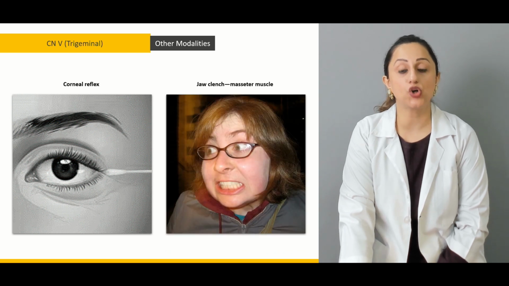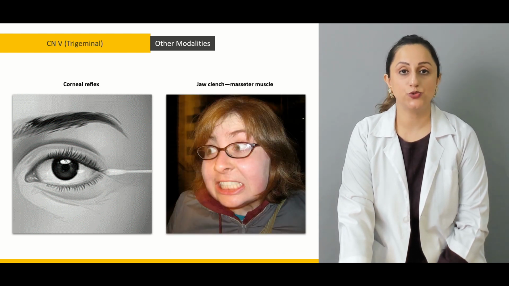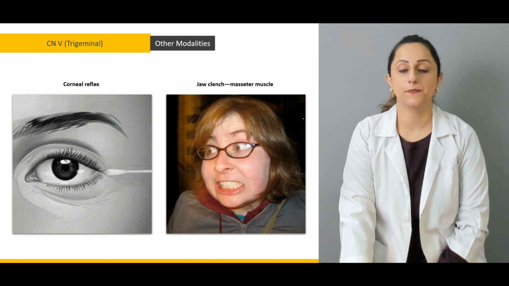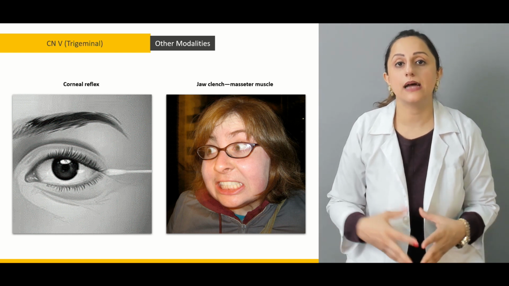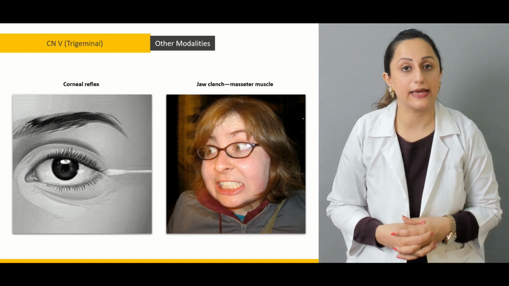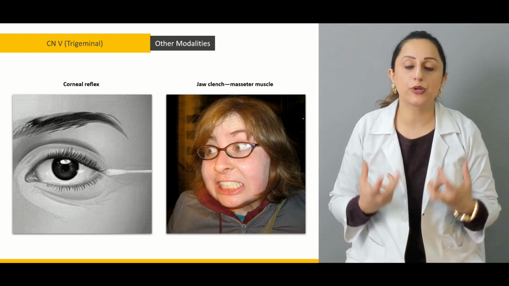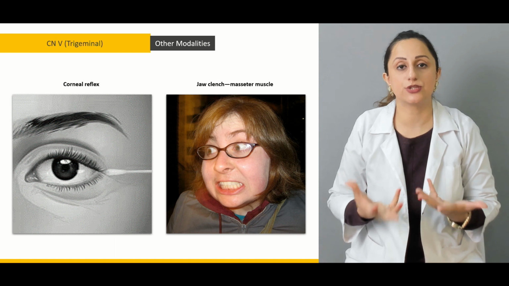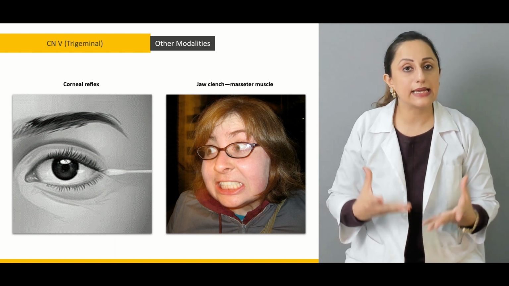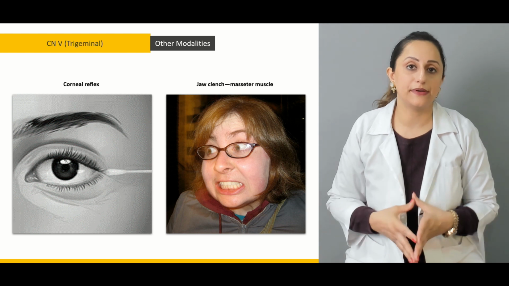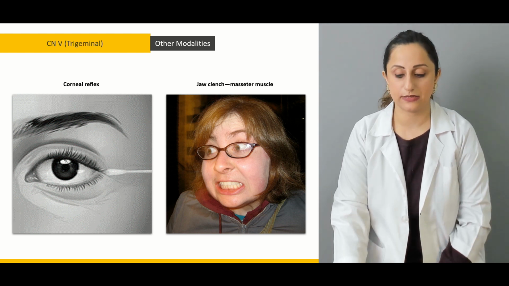Then we have a jaw clench that we usually make the patient perform. It's basically for checking the functionality of the masseter muscle, which is a very important muscle attached to the mandible. So you ask the patient to clench the jaw, and if he or she is not able to do so, that is basically going to detect the paresis or the paralysis of the masseter muscle in any sense.